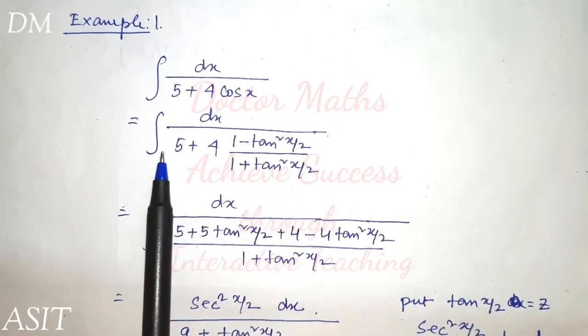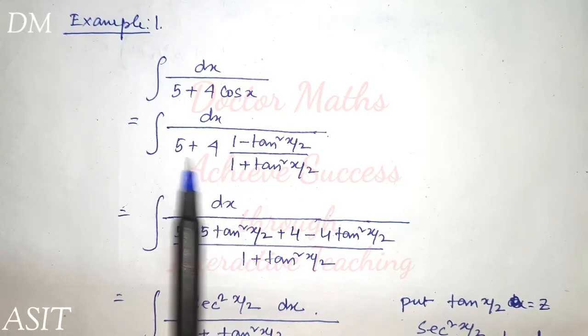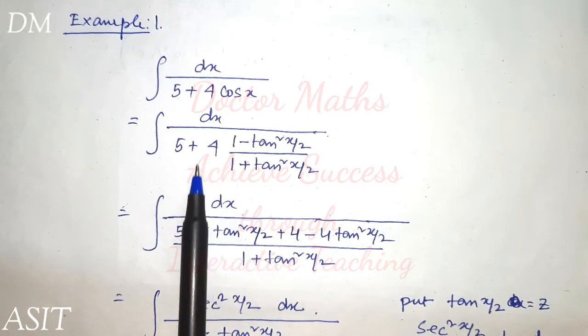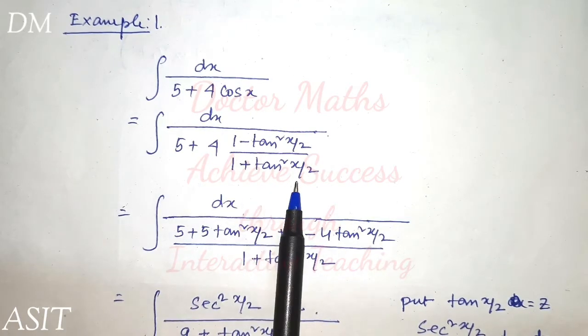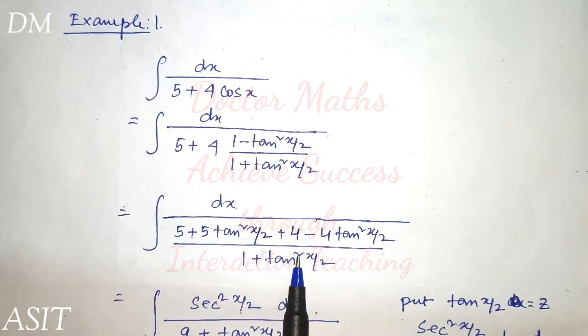Then I will do the LCM. So if I do the LCM, it will be (5 + 5 tan square(x/2) + 4 - 4 tan square(x/2)) divided by (1 + tan square(x/2)). Now this 1 plus tan square(x/2) will go in the numerator, as there is a fraction in the denominator of the main expression.